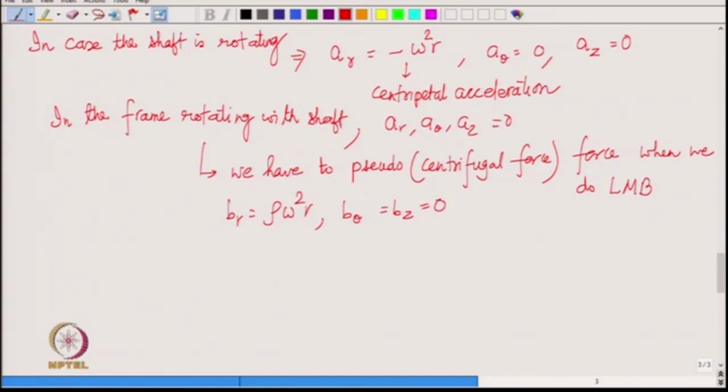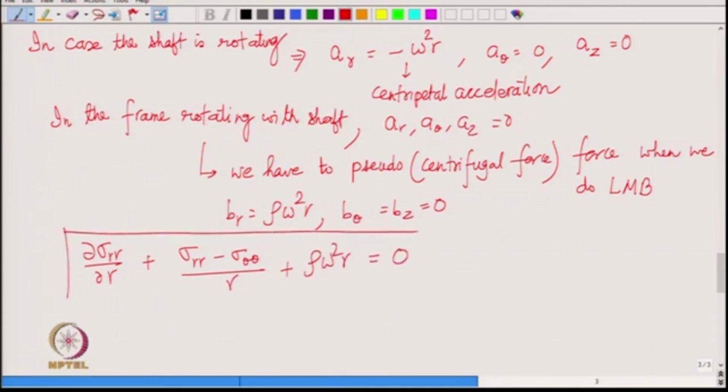So, the radial equation for example would become del sigma_rr over del r plus sigma_rr minus sigma_theta theta over r plus B_r, which is rho omega square r, equal to 0. So, this is for a rotating shaft.